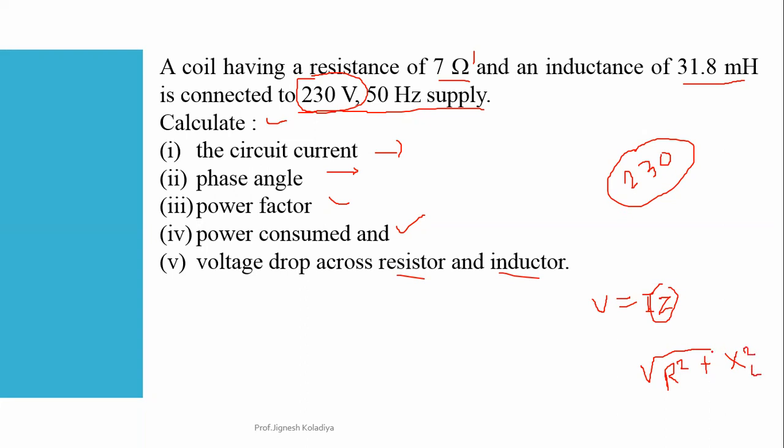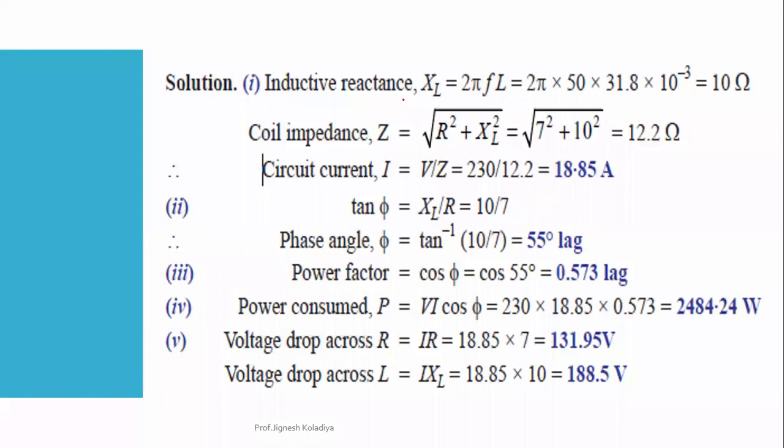R is given, but is XL given? No. Instead of XL, what is given? L. Is there any relation between L and XL? Yes, we know XL is equal to 2 pi FL, right? So first of all, we have to find XL, right? Once you get XL, you will get the impedance.